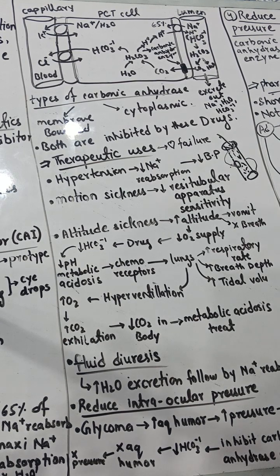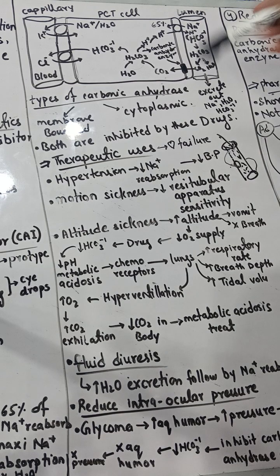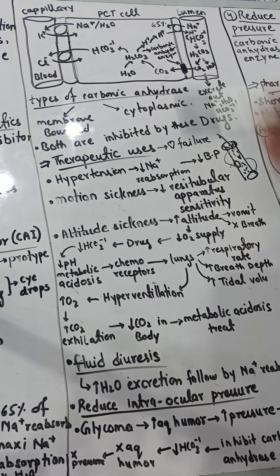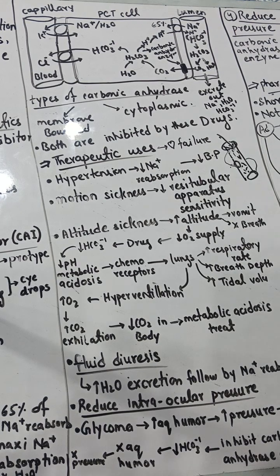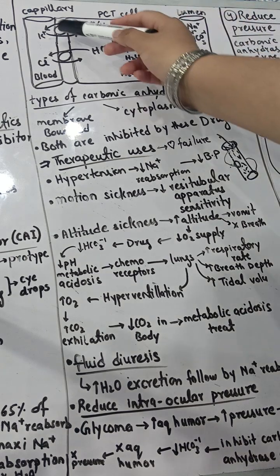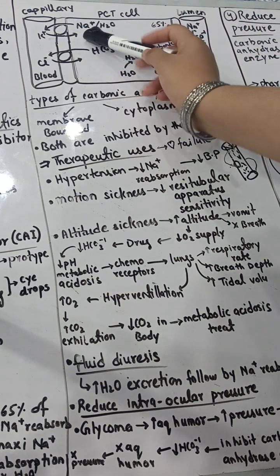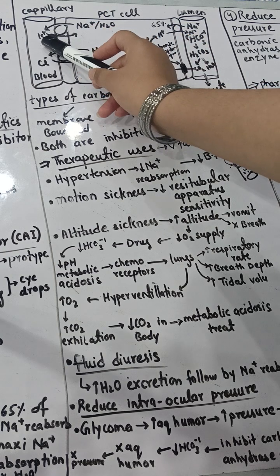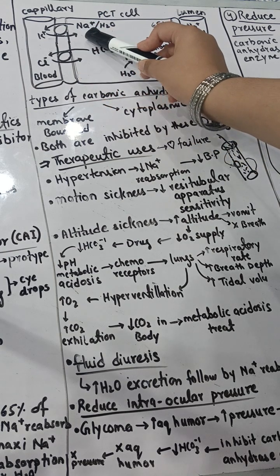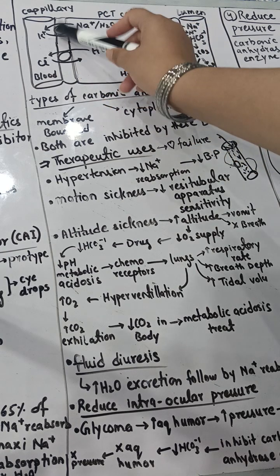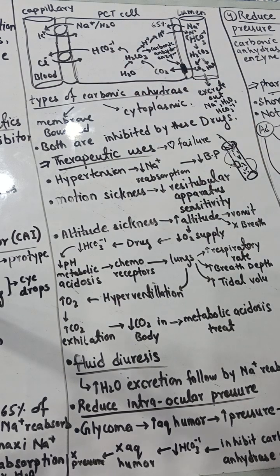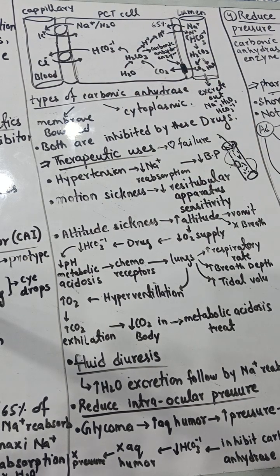Now this hydrogen is again taken up by the proton pump, the sodium hydrogen proton pump. As you can see here, the sodium which is reabsorbed here is 65% of your sodium. Now where does this 65% of sodium go? This sodium goes to this channel which is present here. It will be reabsorbed and the potassium will move to here. So this pump is called the sodium potassium ATPase pump.